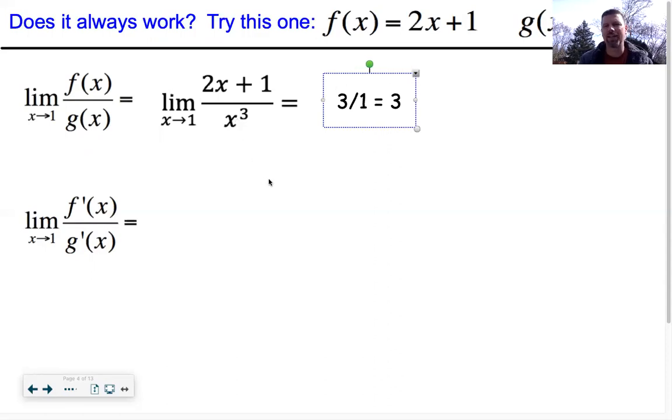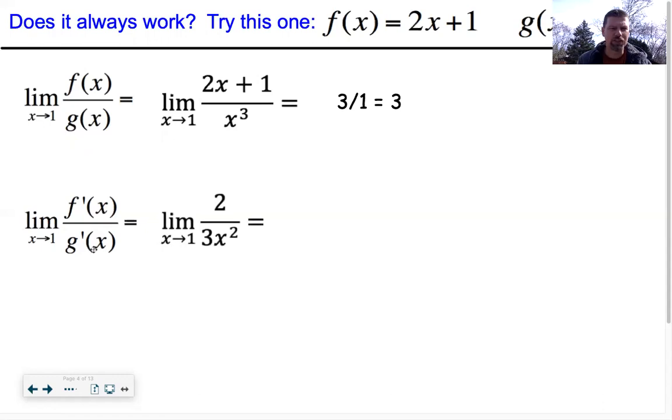It's not something in indeterminate form, it's just straight up equal to 3. If I tried that same trick as before and found the derivative of each, the derivative of the top and the derivative of the bottom, well, the derivative of f, the derivative of 2x plus 1, that's just 2. The derivative of g, the derivative of x cubed, that's just 3x squared. If I plug a 1 in now, I end up with 2 over 3 times 1 squared, which is 2/3, which you'll note is not the same limit as we found before.